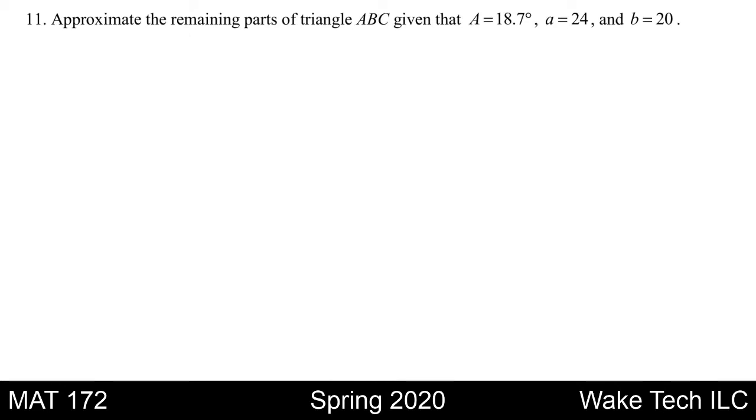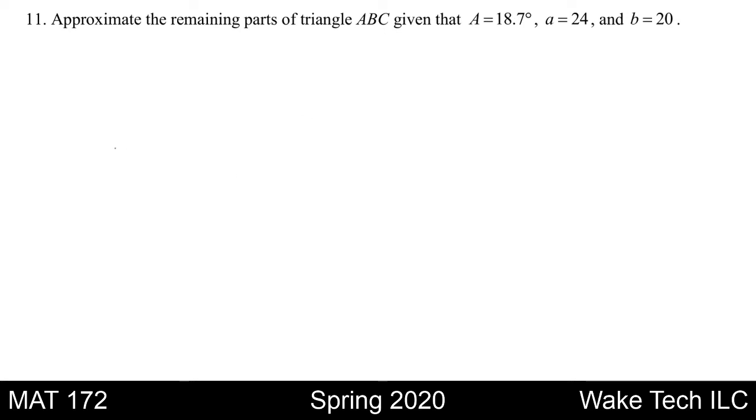This question is asking about the remaining parts of a triangle. So what are those parts? In this particular case, when they say remaining parts of a triangle, they mean the angles and sides that aren't given. Notice that we're given 3 parts. We're given an angle and 2 sides. That means we need to find 2 angles and a single side.